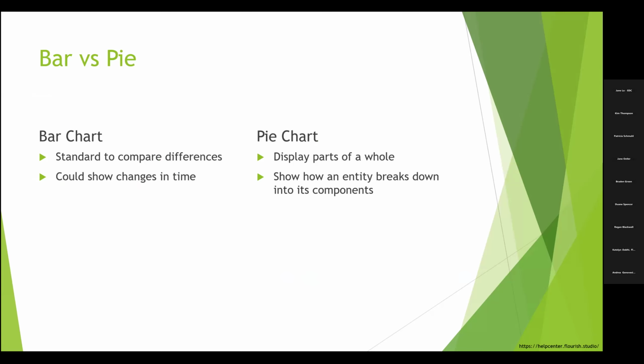For the pie chart that we displayed as well, it is best if you display it as part of the whole instead of comparing all of the differences, because of the nature of the shape. It's also good to show how an entity breaks down into its components, like what we were saying, the age distribution among Utah.